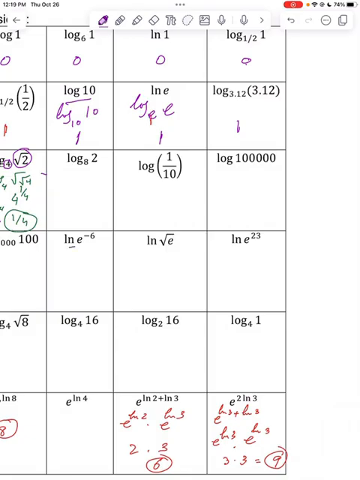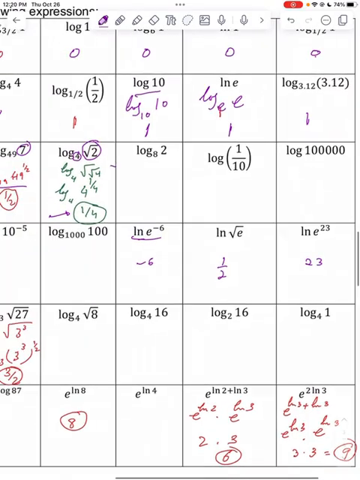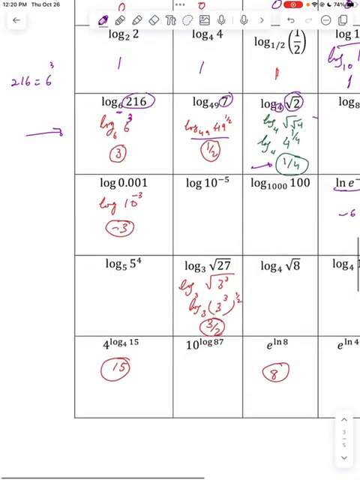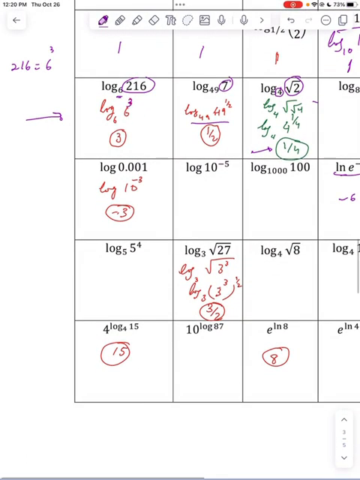So notice here, this is going to give you -6, half, and so on. So you should practice these problems so that you get used to this conversion.